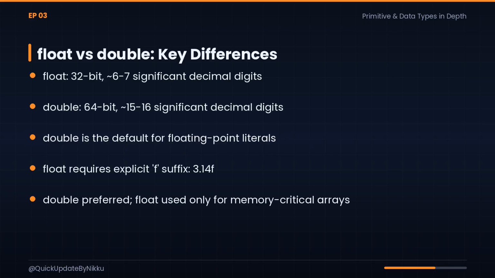Java has two IEEE 754 floating point primitives. A float occupies 4 bytes and gives you roughly 7 significant digits of precision, while a double occupies 8 bytes and roughly doubles that to 15 to 16 significant digits. Because double is the default, writing 3.14 without a suffix always produces a double literal. You must append f to produce a float. In modern code, double is almost always the right choice unless you are storing millions of values in a tight array where the memory saving genuinely matters.